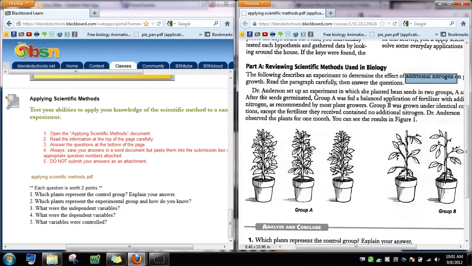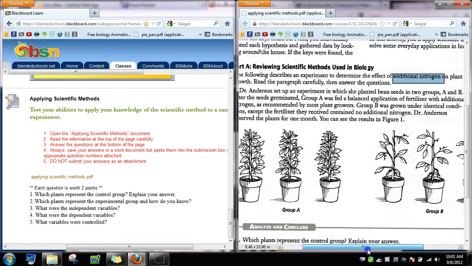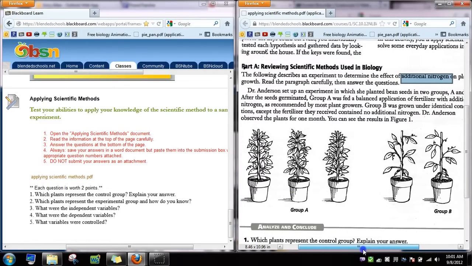Dr. Anderson set up an experiment in which she planted bean seeds in 2 groups, A and B. After the seeds germinated, Group A was fed a balanced application of fertilizer with additional nitrogen. So Group A got additional nitrogen. And you can see here, this is what Group A looked like, as was recommended by most plant growers. Group B was grown under identical conditions, except the fertilizer they received contained no additional nitrogen. Dr. Anderson observed the plants for 1 month, and you can see the results in Figure 1.